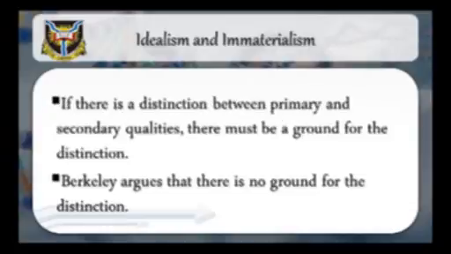If there is a distinction between primary and secondary qualities, there must be a ground for the distinction. Indeed, given the common contention that an efficient cause must be numerically distinct from its effect, if one cannot show that primary and secondary qualities are distinct, there are grounds for questioning the causal hypothesis. Berkeley argues that there is no ground for the distinction.